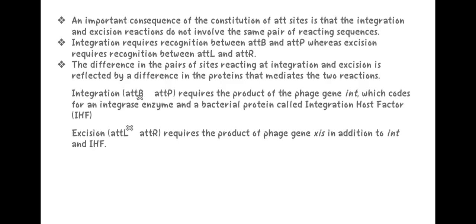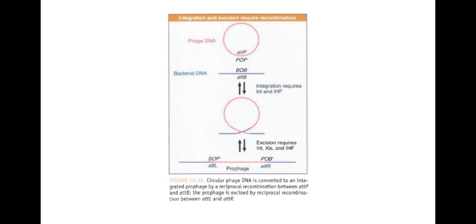The difference in the pairs of sites reacting in integration and excision is reflected by a difference in the proteins that mediate the two reactions. Integration requires the product of phage gene INT, which codes for an integrase enzyme, and a bacterial protein called integration host factor. Excision requires the product of phage gene XIS in addition to INT and IHF.